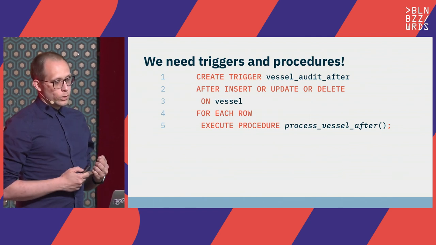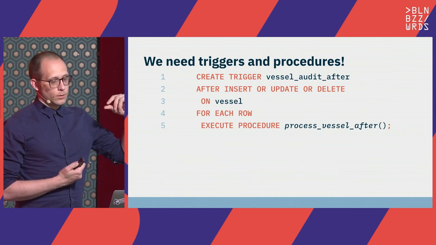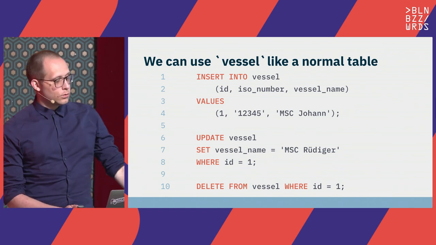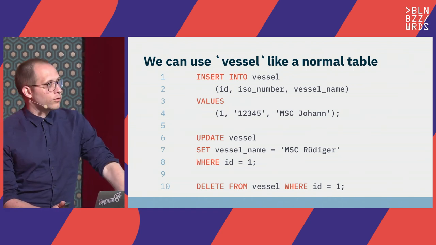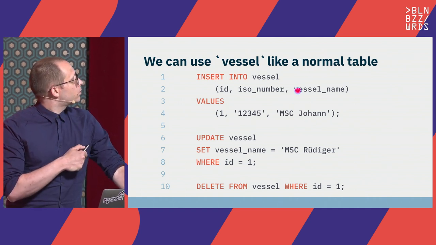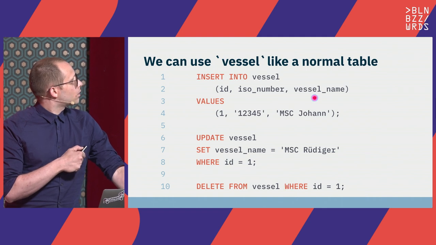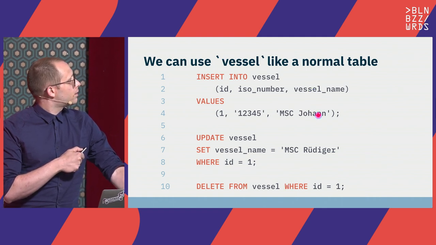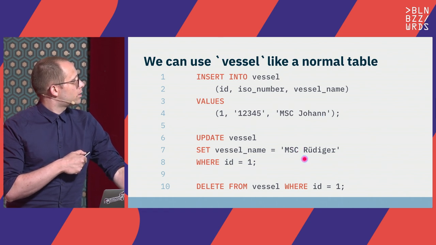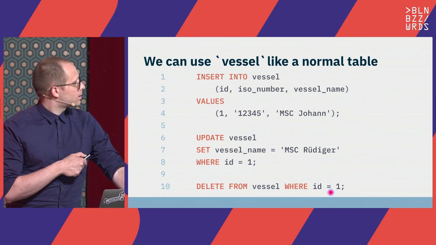So every time we insert into the vessel table, we are creating an audit row in the audit table. This has the benefit that we can use the table vessel just like a normal table, because it is a normal table. So we can insert into it, we can update it, and we can delete from it. So we are inserting the name MSC Johann for the vessel name, we're updating it to MSC Rüdiger, and in the end, we delete the vessel because, I don't know, it was sunk or decommissioned.